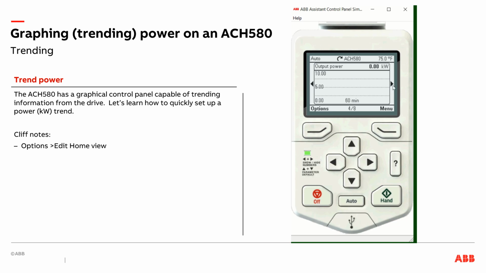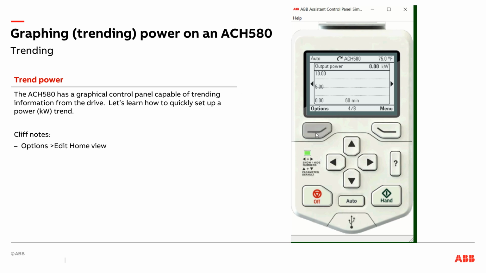and one of the factory default trends is a 60-minute trend on output power that is 0 to 10 kilowatts for the maximum output power. So let's say I've got a little bit bigger application. I'll say 25 kilowatts would be the max power my motor would ever consume. And let's say I want to look at that over the course of a 24-hour period and not a 60-minute trend, but I want a full one-day trend.